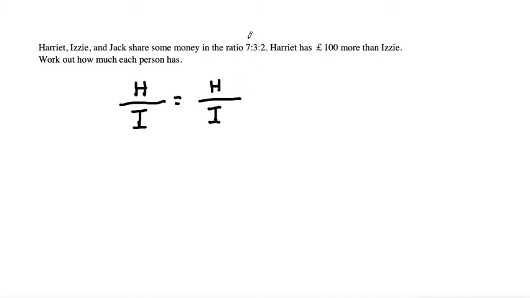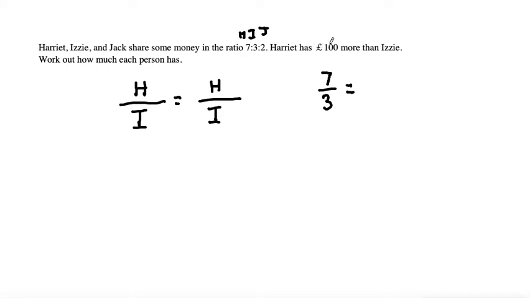So we have that the ratio is given as 7 to 3 for Harriet and Izzie, because it says Harriet, Izzie, and Jack. So that means the 7 relates to Harriet, the 3 relates to Izzie, and the 2 relates to Jack. So let's use the 7 to 3 for Harriet to Izzie. We can write that in a fraction, 7 to 3. And we'll set that equal to, we have a little bit more information about Harriet and Izzie.